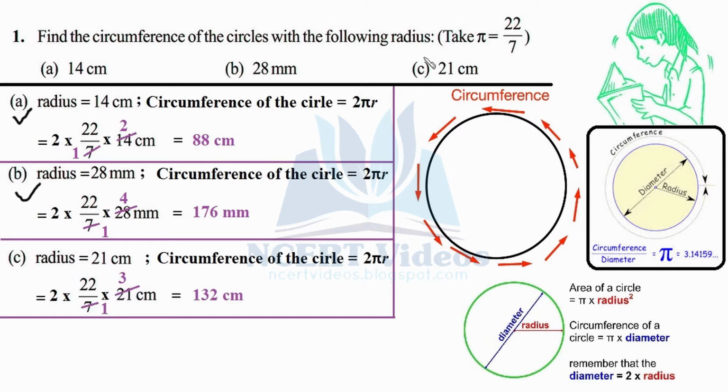Last, C is 21 centimeter. The circumference of circle is 2 pi r. 2 into pi into r, that is 21 centimeter. 7 3s are 21, 1 7 is 7. Now 44 into 3 is 132 centimeter. That's your C, and that is your first.